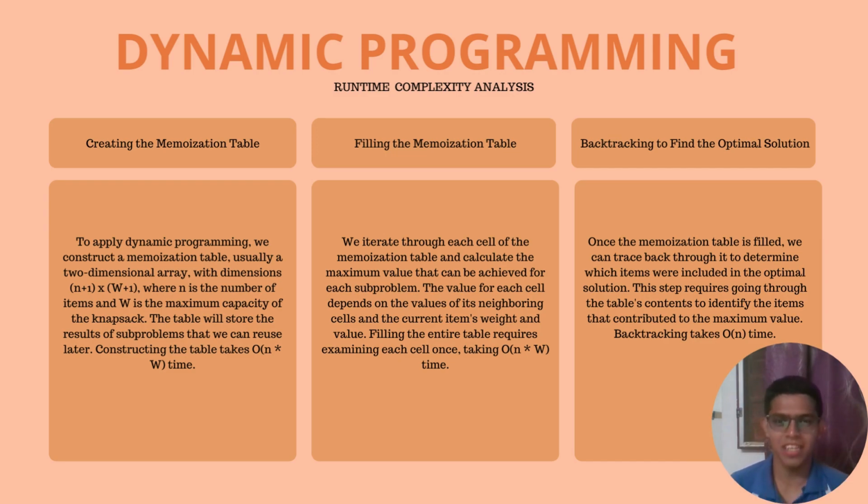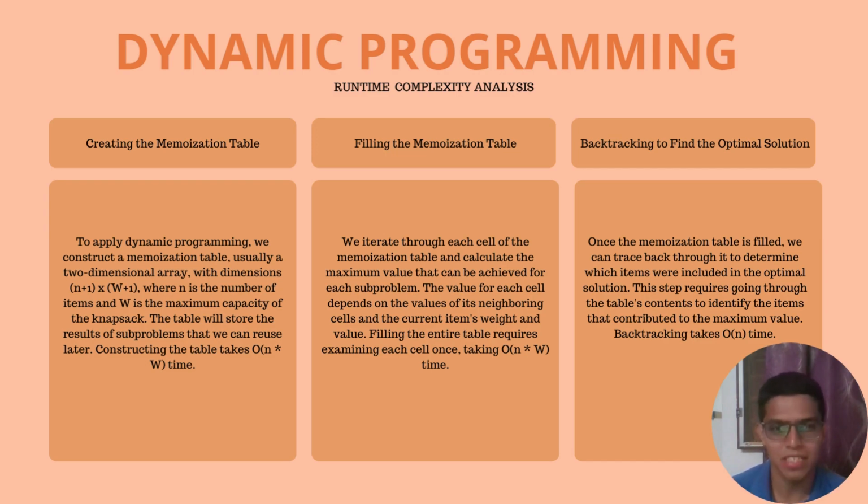Second step is filling the memoization table. We iterate through each cell of the memoization table and calculate the maximum value that can be achieved for each subproblem. The value for each cell depends on the values of its neighboring cells and the current item's weight and value. Filling the entire table requires examining each cell once, taking O(n multiplied by W) time.